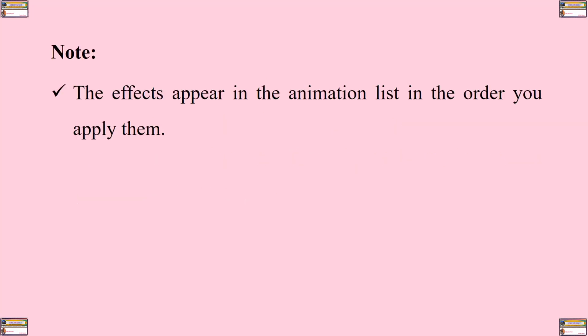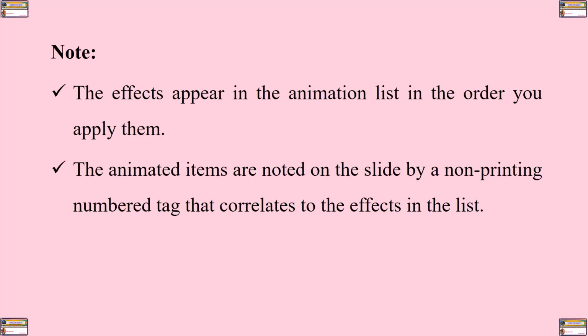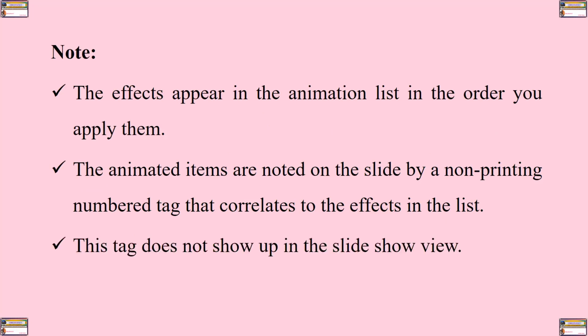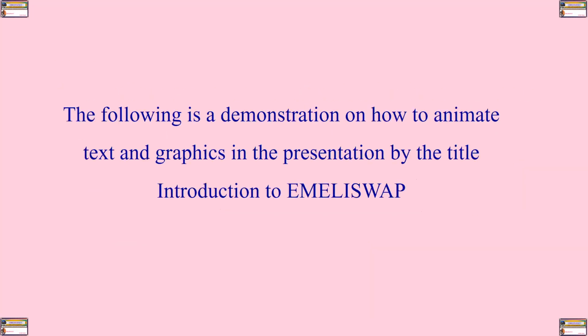Note, the effects appear in the animation list in the order you apply them. The animated items are noted on the slide by a non-printing numbered tag that correlates to the effects in the list. This tag does not show up in the slideshow view.